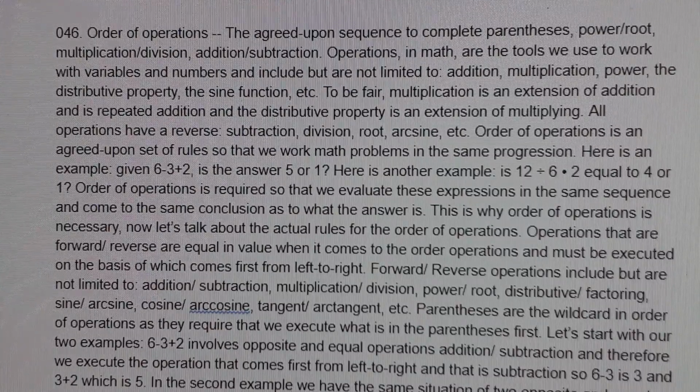Order of operations is the agreed upon sequence to complete parentheses, power/root, multiplication/division, and addition/subtraction. Related words: PEMDAS, left to right, equal and opposite operations, forward and reverse operations.